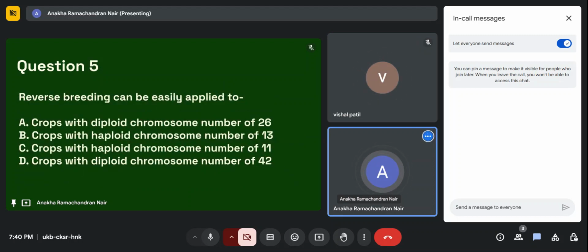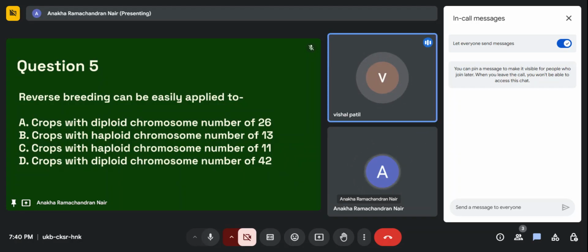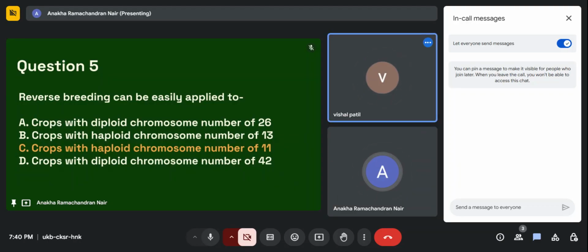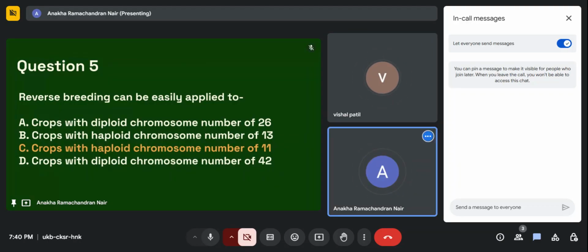Question number 5 is: reverse breeding can be easily applied to, and there are four options given to you. Crops with diploid chromosome number less than 12. Yes, crop with haploid chromosome number of 11. Yes, so that is also correct. So chromosome number has to be of the haploid, that is the gametic chromosome number has to be less than 12. Only then can we easily find homologous parents, right?